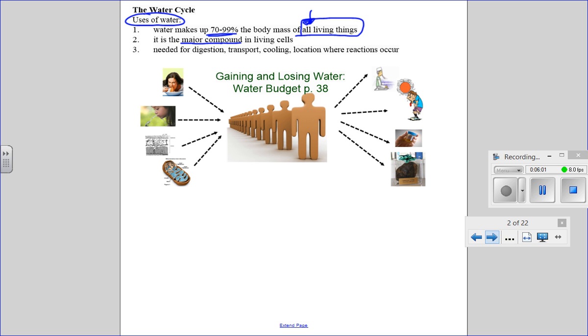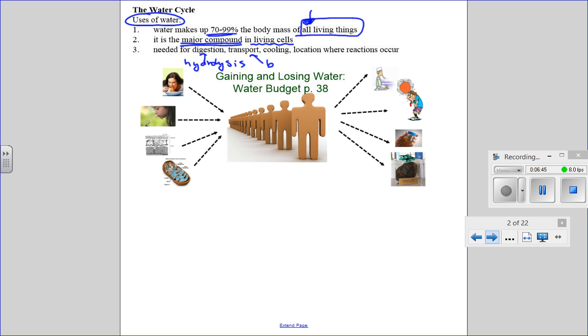It is the major compound in living cells. So when things are alive, water is the main thing that is in their cells. You might remember in Science 10 learning about osmosis and how water will flow in and out of cells to try to keep concentrations balanced and equal between the inside and the outside of the cell. Water is necessary for things like concentration equilibrium, but it's necessary for so many other things. Digestion, for example. We learned about hydrolysis, where water breaks down large molecules like carbohydrates into smaller molecules that can be absorbed into your bloodstream.